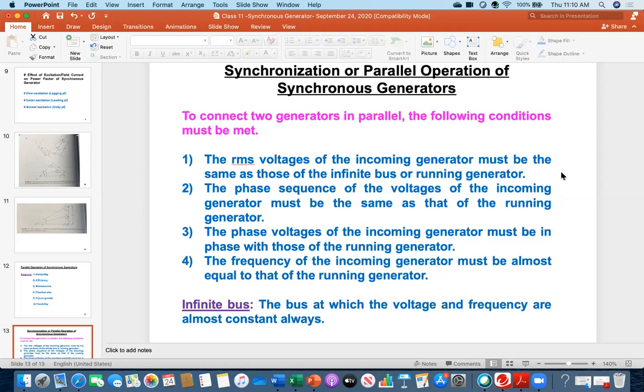I will explain this at the beginning of next class. This is pretty interesting, and this will be one lab. Your lab number 6 will be exactly this slide. So at the beginning of next class, I will explain why we need these 4 conditions, and if any of the conditions are not met, then what will happen. I will be discussing these things at the beginning of next class.